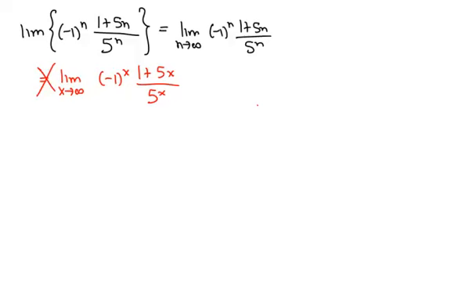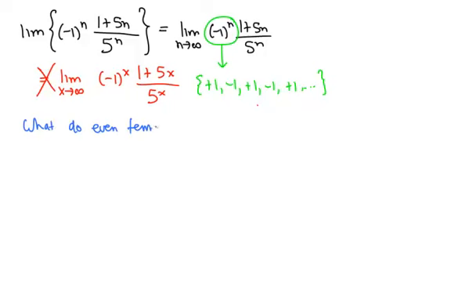Well, do you remember what that minus 1 to the n does? If we just focused on minus 1 to the n, it was the sequence plus 1, minus 1, plus 1, minus 1, plus 1. It was the sequence that caused sign changes. So what if we focused only on the even terms for just a second? What do the even terms A0, A2, A4, A6 look like?